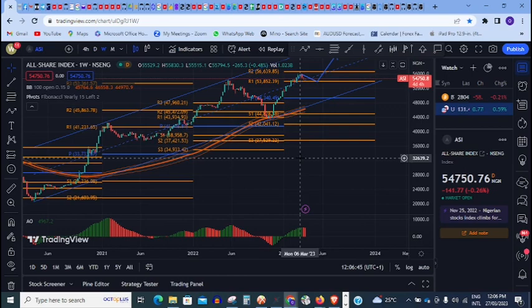Then you need to be aware of support and resistance, the price levels that the market is most likely going to react to. Then you need to know the overbought and oversold condition. Is this market overbought? Is it oversold? Is it a good time for me to enter? Then you need to know the volatility. Those are the 5 things that stay consistent in every market.